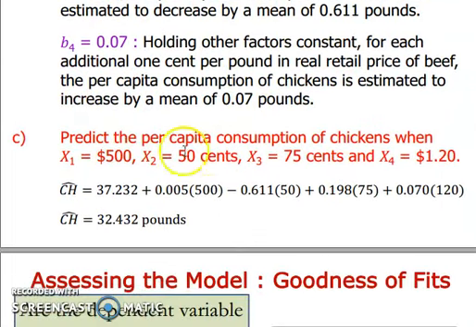So how can we predict the per capita consumption of chicken when X1 is given as 500, X2 is 50 cents, X3 is 75 cents, and also X4 is 1.20? What we can do is simply replace all the X1, X2, X3, and X4 with the values, together with B0, B1, B2, B3, and B4, and you get the CH hat, which is the estimated Y, or estimated consumption of chicken, which is 32.432 pounds.